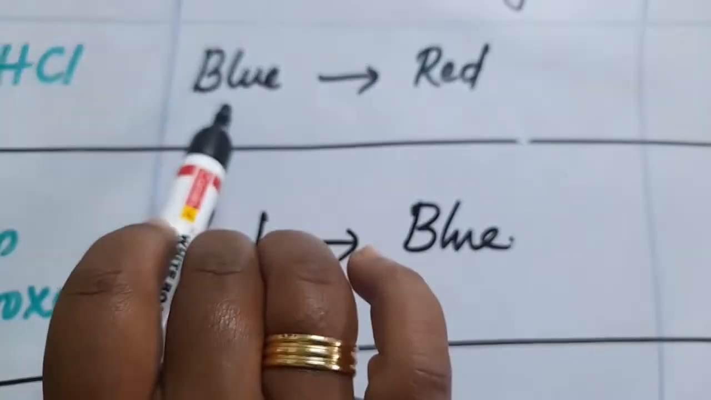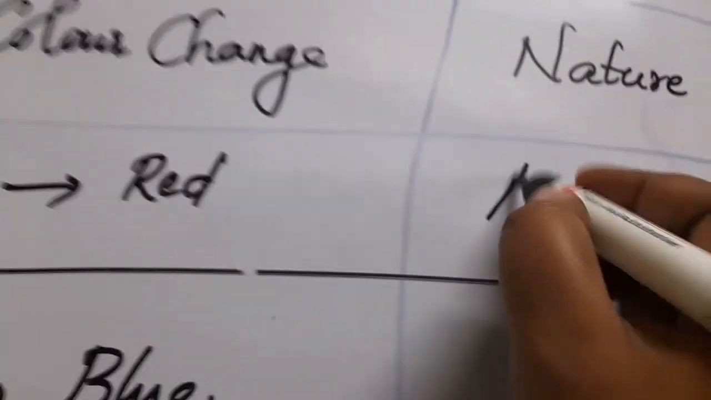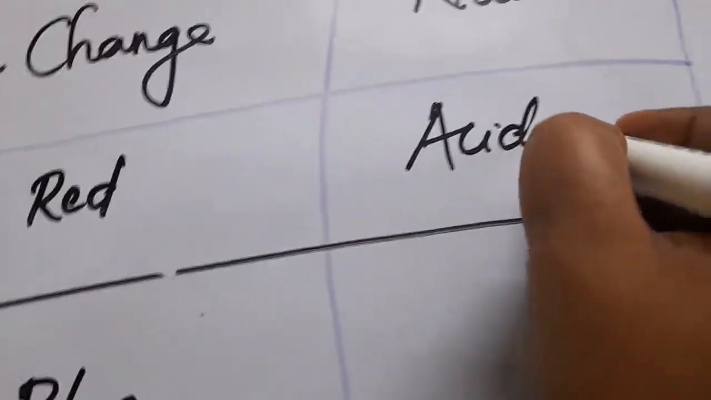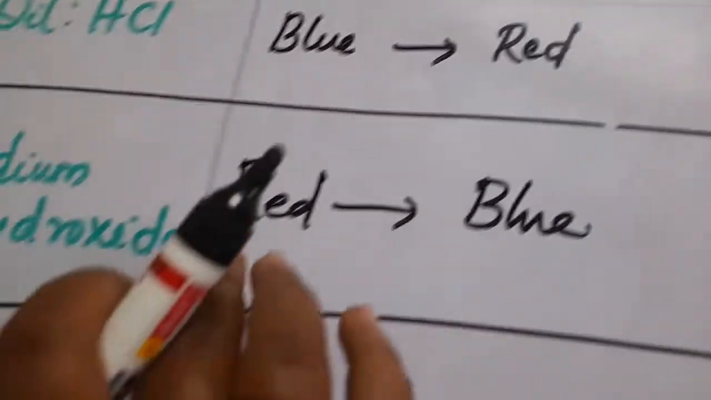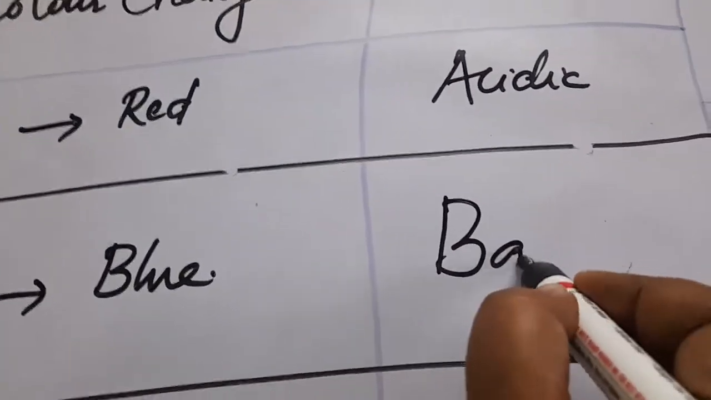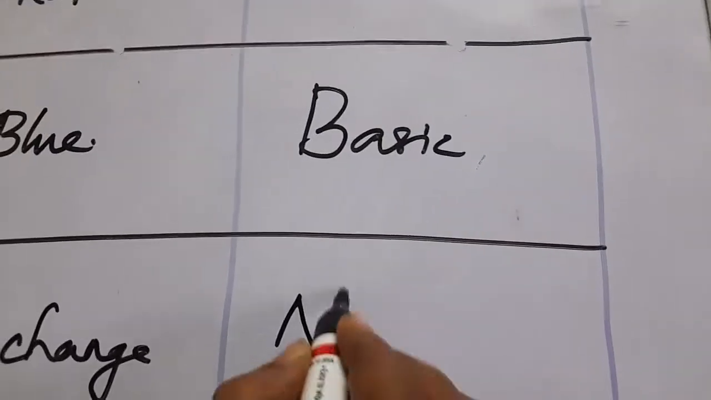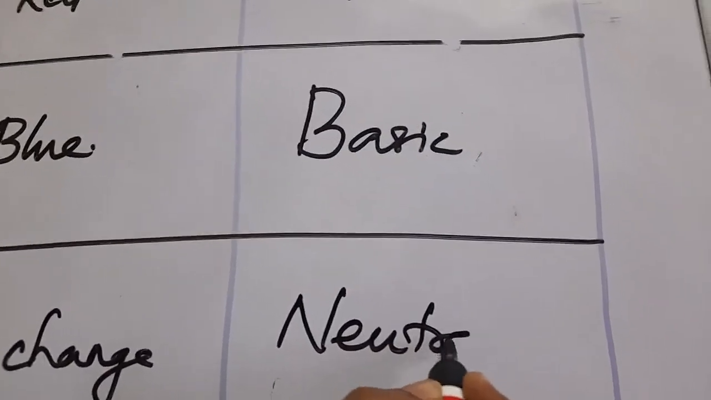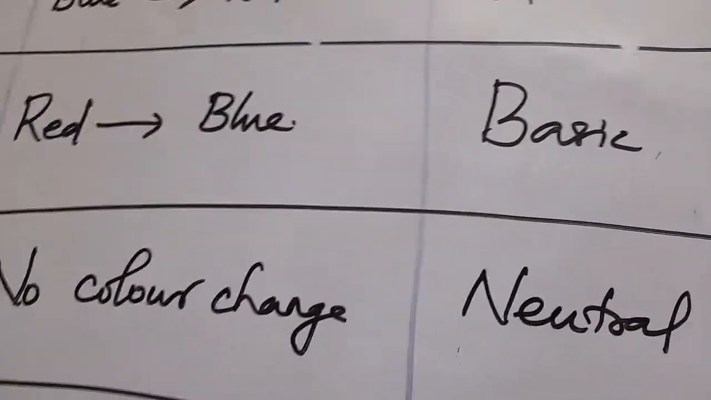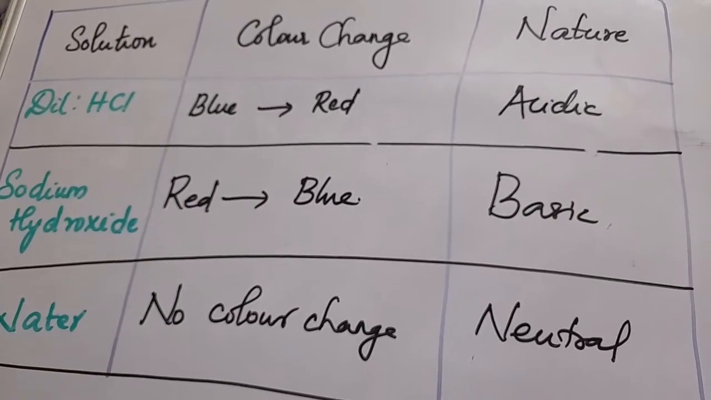So when the blue litmus paper changed to red, it is understood that the nature of the solution is acidic. When red litmus turns to blue, we can understand that it is basic. And in water, there is no color change, so it is a neutral solution. So using indicators, we are able to find out.